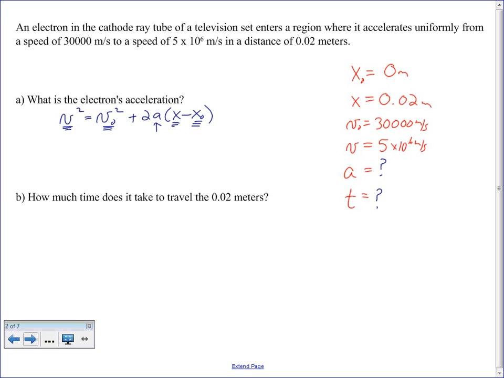And so we can plug our values in and solve this. Our ending velocity is 5 times 10 to the 6th meters per second, and it's that velocity squared, equals the initial velocity of 30,000 meters per second squared, plus 2 times the unknown acceleration a times the displacement of 0.02 meters minus 0 meters.